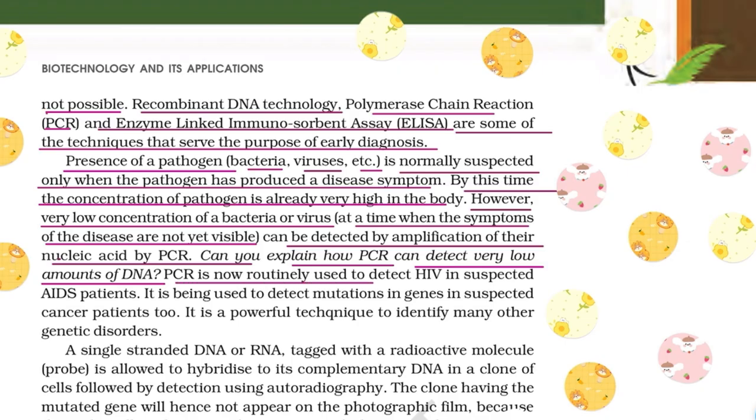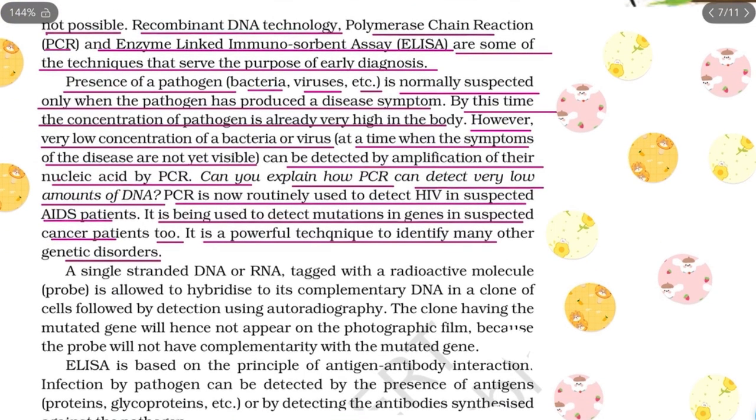PCR is now routinely used to detect HIV in suspected AIDS patients. It is being used to detect mutations in genes in suspected cancer patients. It is a powerful technique to identify many other genetic disorders.